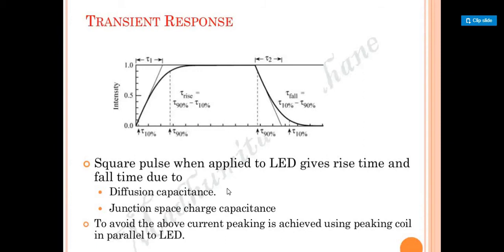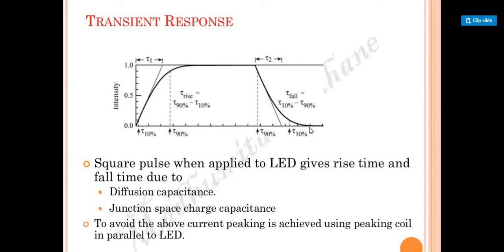When we apply a square pulse to an LED, it gives rise to rise time and fall time due to two things. One is the diffusion capacitance, another is the junction space charge capacitance. Based on these two parameters, our transient response is obtained. So we have to see the rise time and the fall time. Rise time means going from the 10% to the 90%, the increase in time, and that is called rise time, tau rise.